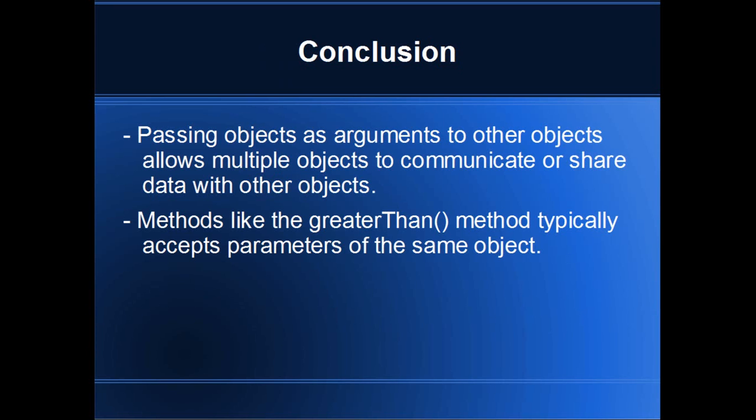Passing objects as arguments to other objects allows multiple objects to communicate or share data with other objects. Methods like the greater than method typically accept parameters of the same object type.